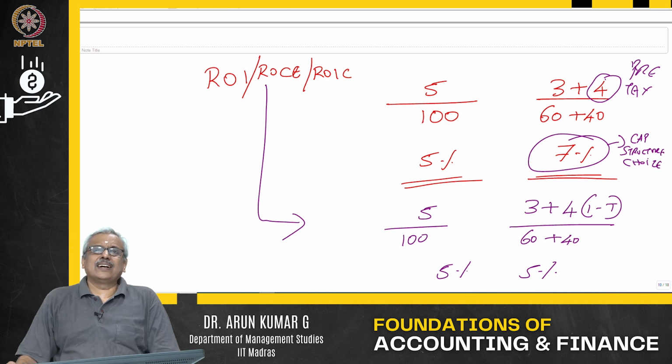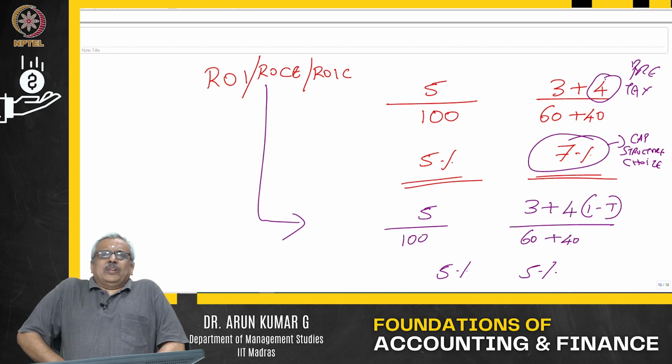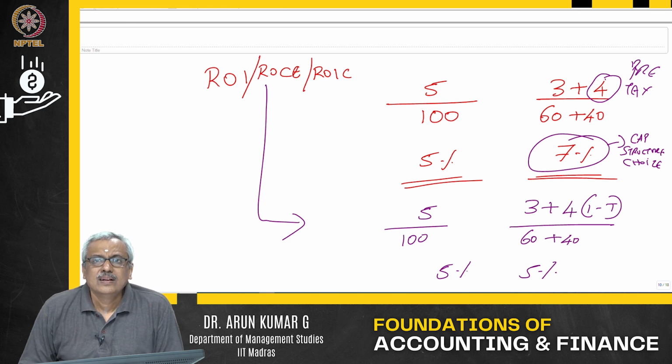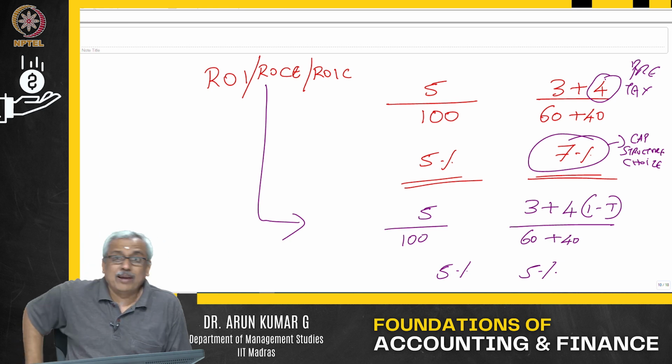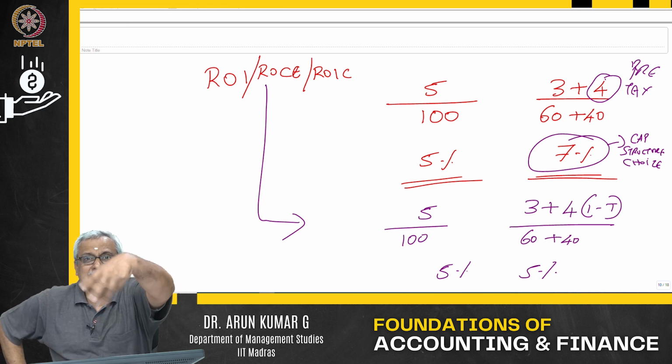Is capital structure choice not part of that? Yes, it is. But imagine you are looking at buying one of these two companies. Then the other company, B company, will say, I am earning 7%, so pay me more. But once you buy, the capital structure can change. Capital structure can change every day.